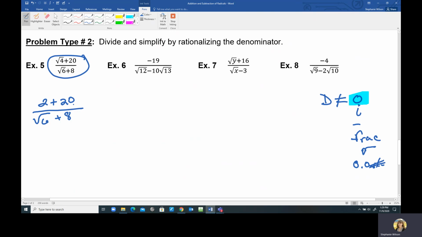So I'm going to have 2 plus 20, which is 22, all divided by the square root of 6 plus 8. I'm going to apply this rule. I'm going to have to multiply by its conjugate. And what do I mean by conjugate? The square root of 6 needs to go away. So if it's a positive on that end, then it's going to be a negative here.